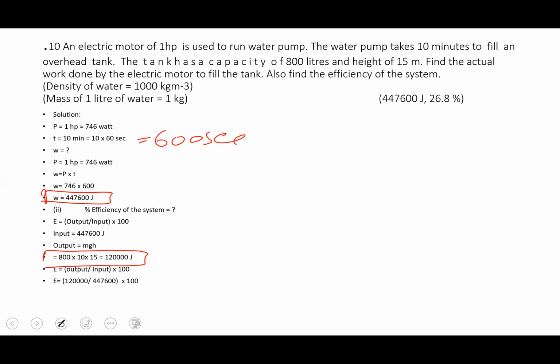So 120,000 divided by 447,600 multiplied by 100. So our efficiency will be 26.8%. That is the efficiency of the system. But here the values have to be calculated very precisely. That 26.8% is the efficiency of this motor which is pumping the water into the tank over here.